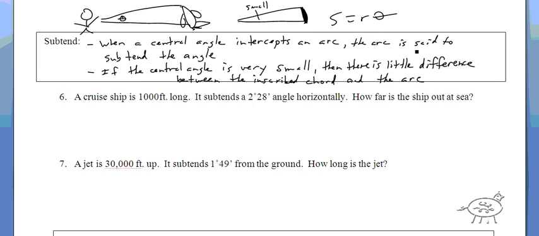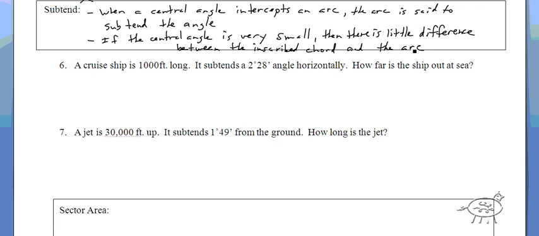So let's try it. Actually, let's do this problem here. Number 6. A cruise ship is 1,000 feet long. It subtends a 2-degree, 28-minute angle horizontally. How far is the ship out at sea?